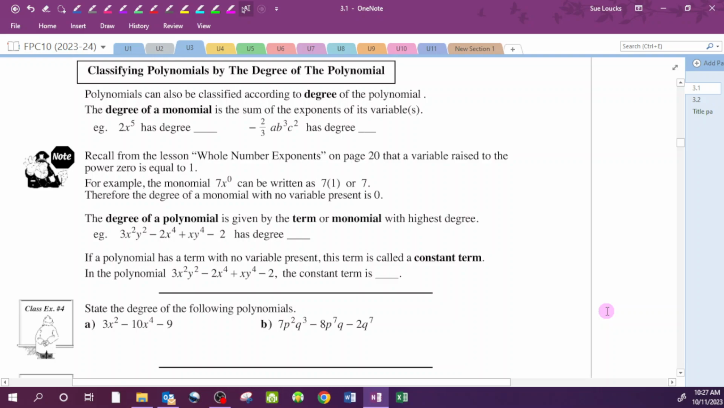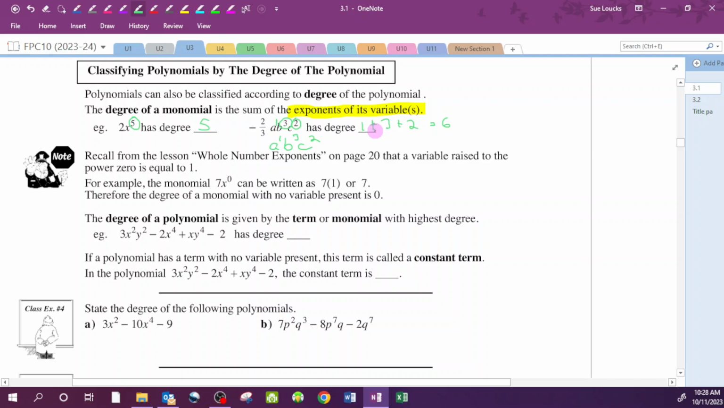We have to start with the degree of a monomial, and that is the sum of the exponents on the variables. Again, we don't care about the exponents on the numbers, but just the variables. So this one here, 2x to the 5, has degree 5 because 5 is the exponent on the variable. The second one here, there's that, but there's also a 1 on a. We could have written that as a to the 1 b cubed c squared. So this has degree 1 plus 3 plus 2 is 6. So that's the degree of that term.